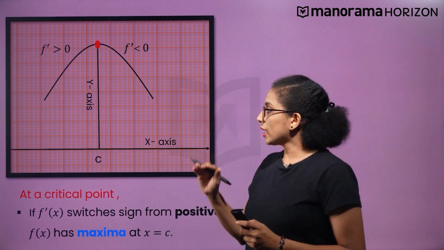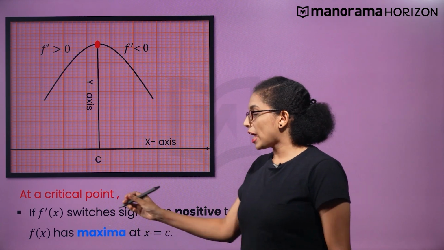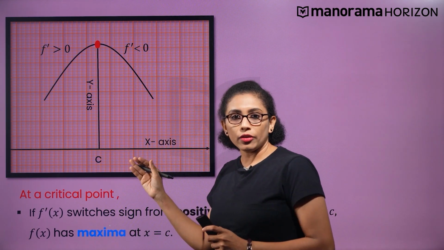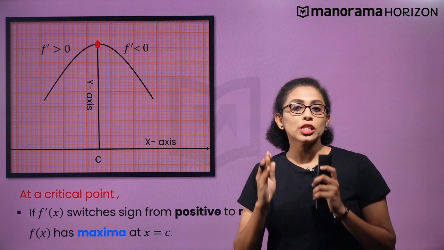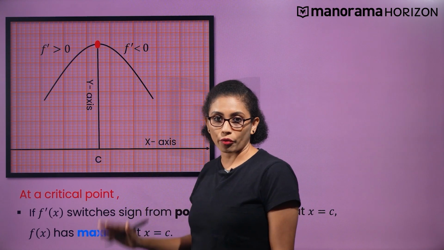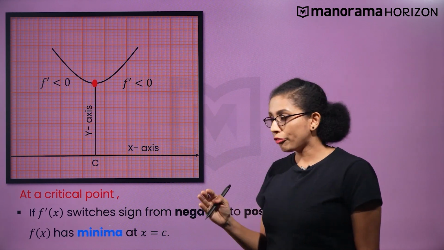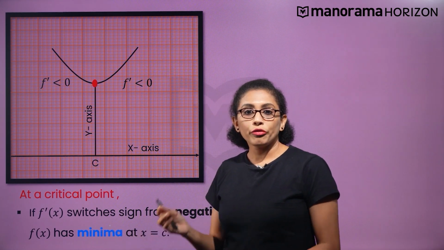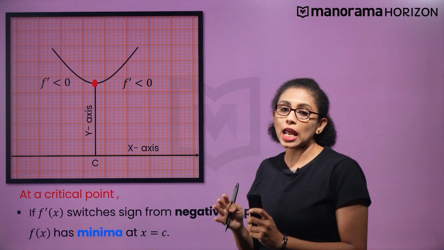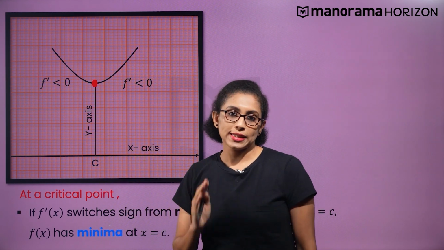Now step 4, consider x is equal to c, that is, at the critical point. If f dash of x switches sign from positive to negative as x increases through c, then the function f of x has a local maxima at x is equal to c, as you can see in the graph. Next step, at the critical point, if f dash of x switches sign from negative to positive as x increases through c, then the function f of x attains a local minimum value at x is equal to c.